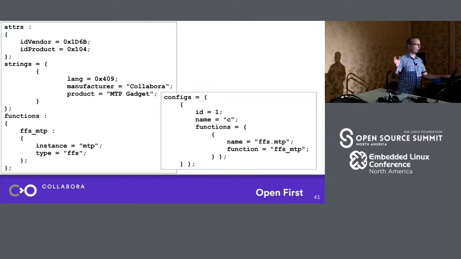It is very similar to the Ethernet over USB scheme we've seen before. The most important difference is that we use FFS as function type instead of ECM. FFS for FunctionFS. The instance name, here MTP, is very important because later on this will become the name of a device when mounting this FunctionFS instance.